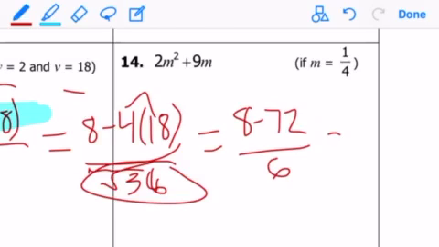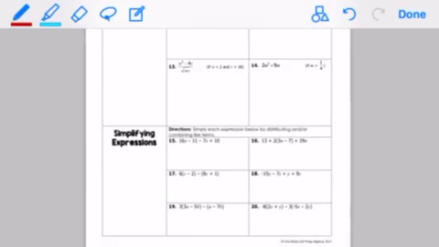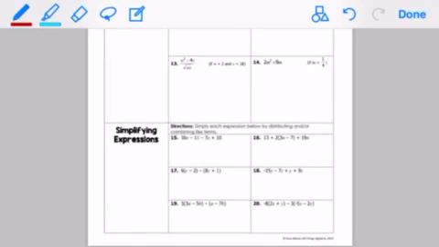Okay, so keep going. 8 minus 72. Sorry, guys. I get lost. Not sure what happened here.